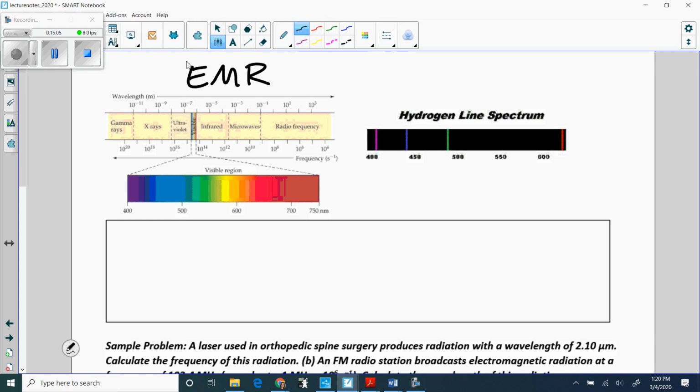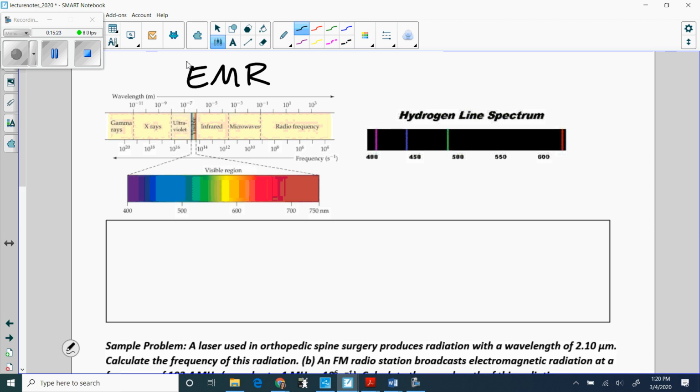Okay, put this on the list of memorizing: the order of EMR. EMR is just taking all of light. It stands for electromagnetic radiation. It's just taking all of light and putting it into categories based on its wavelength. So longer ones, shorter ones.